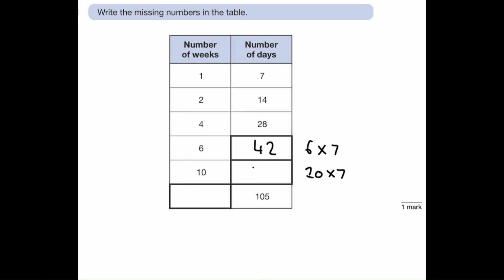If we have 105 days, then we need to work out how many weeks that is. So we just do short division, bus stop method, 105 divided by 7, unless you already know the answer. 105 divided by 7. So this is how we would do that in bus stop. So we can see that the number of weeks was 15 weeks.